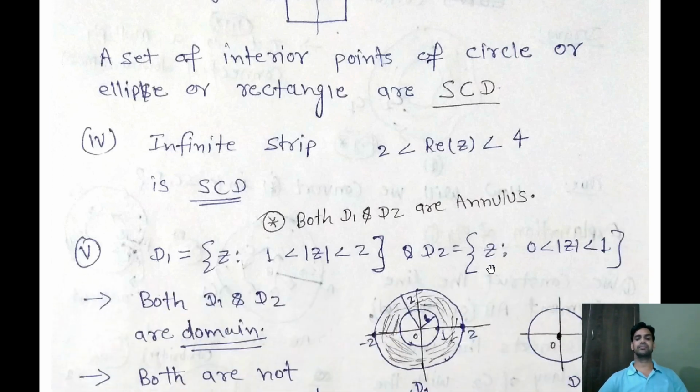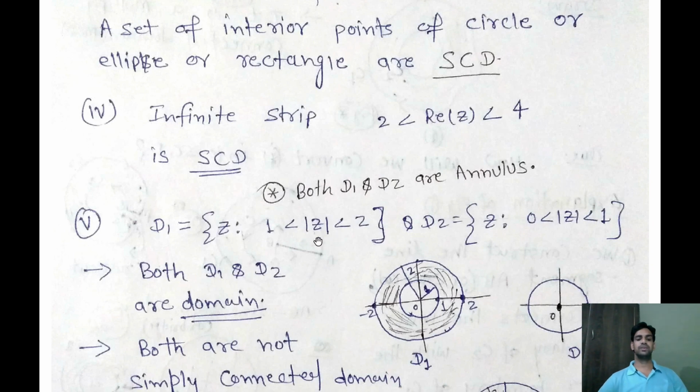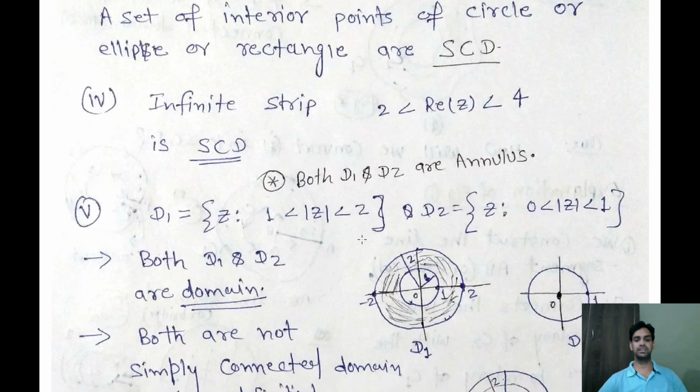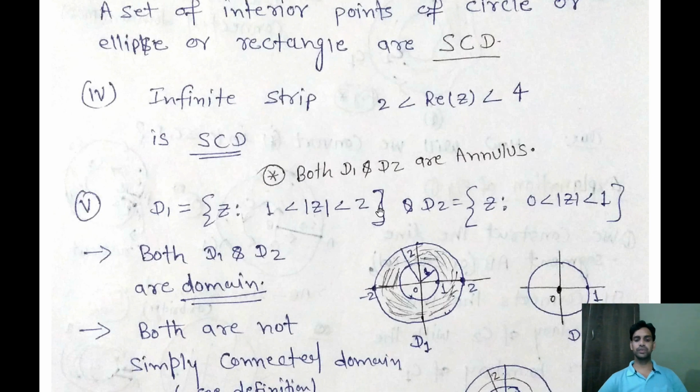Now we take an annulus. First, 1 less than mod z less than 2. Now we will check whether this is a simply connected or multiply connected domain. So first we do this. This is a circle of radius 1, mod z less than 1, and the outside region will come because it is mod z greater than 1. Now the second circle, mod z less than 2. So this is the circle of radius 2. And now we see this is our common region.